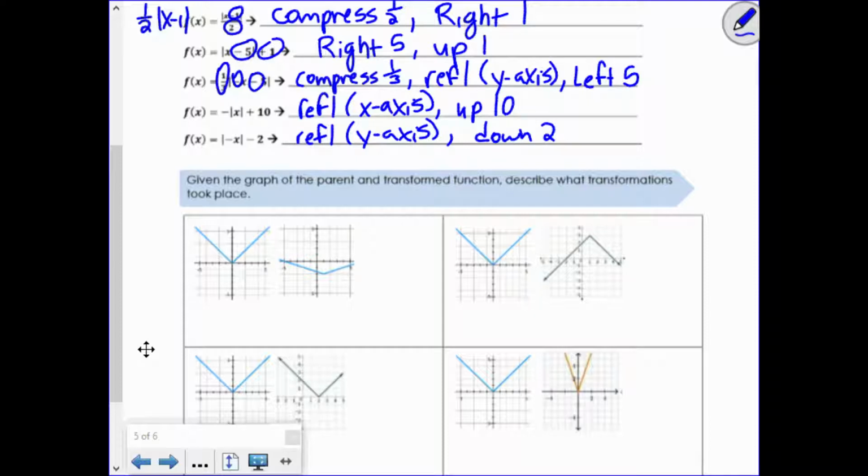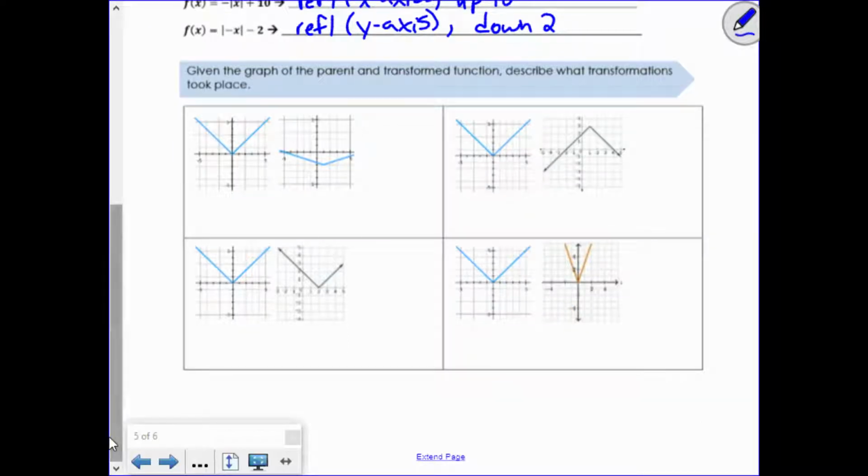So again, not new, we're just seeing it now in the context of absolute value. Everything works the exact same way as it would have in Unit 0. In addition to looking at just the function and determining what the transformations are, we're also going to look at the picture, the comparison. We did this in Unit 0 too. You will be given the parent function, absolute value of x, plain and simple. Then you're going to have the transformed function next to it, and we're just going to describe what transformations took place. Okay, so let's take a look.